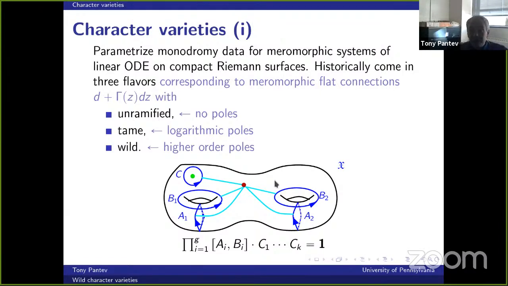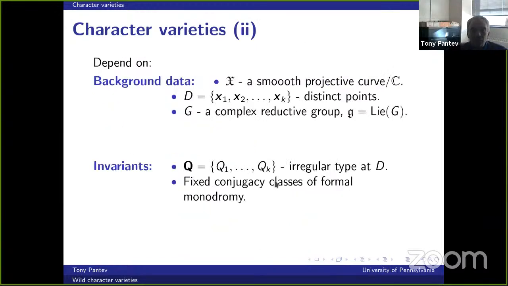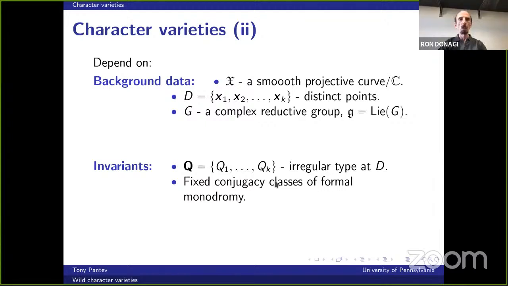And in the wildly ramified case, the collection of matrices that you need to look at is more complicated. So I'm going to talk about that now. For the wildly ramified case, it's a little bit more complicated because the actual monodromy of the connection is not the only invariant of the connection. You need additional data in order to specify topologically the data of the connection.